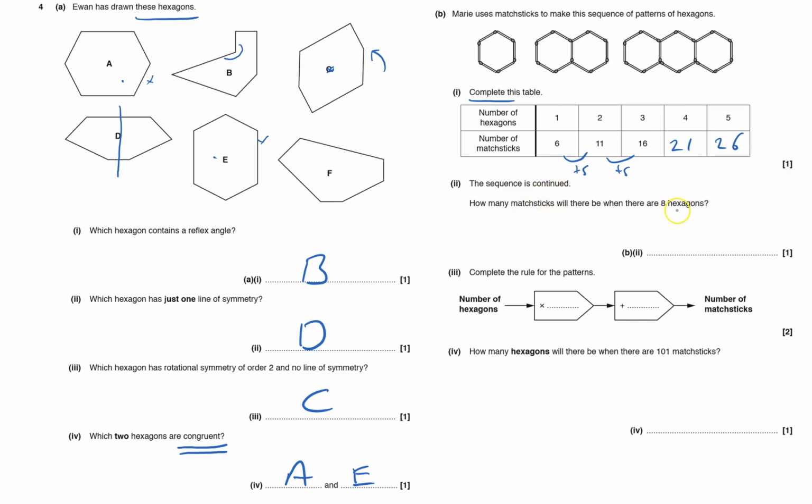How many matchsticks will there be when there are 8? Well, I could actually do it, couldn't I? 6, 7, 8. That'll be 31, 36, 41. Probably doesn't really want it that way. It probably wants the nth term. And it goes up by 5 each time. So it's going to have to be 5 lots of n.